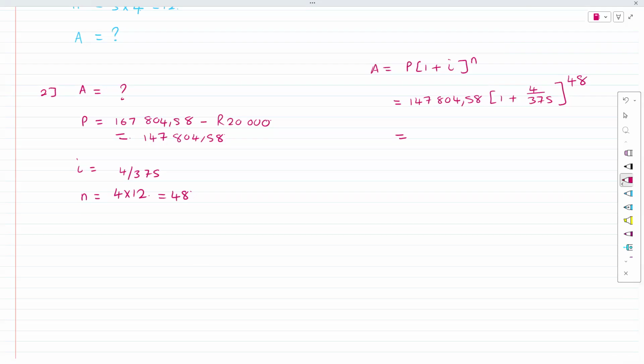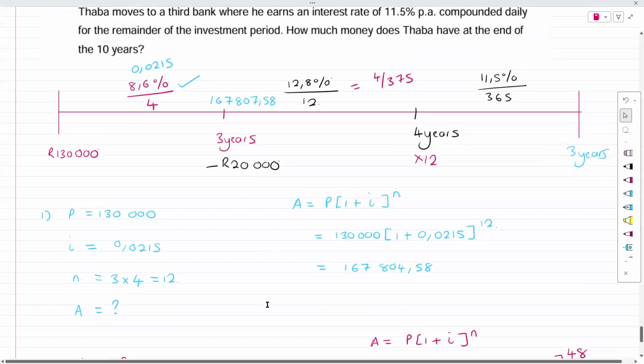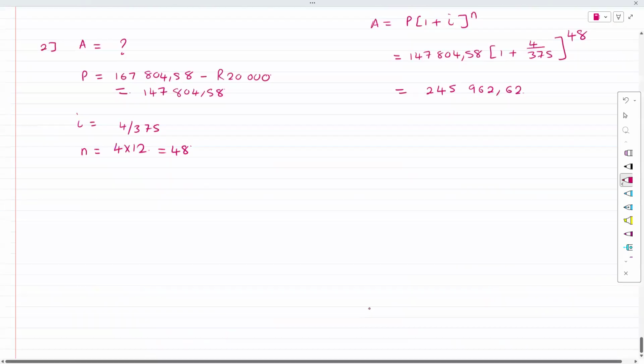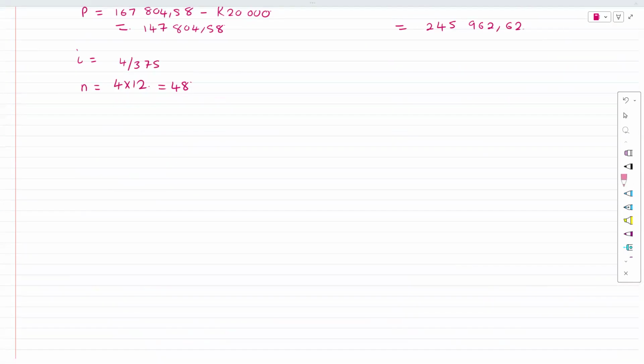And this is a lot of money actually. 147,804.58 times open bracket 1 plus 4 over 375 to the power of 48. That's a lot of money. 245,962.62. And that's how much money this guy had at this point here. 245,962.62. Now, as for the last calculation, it's also quite simple.